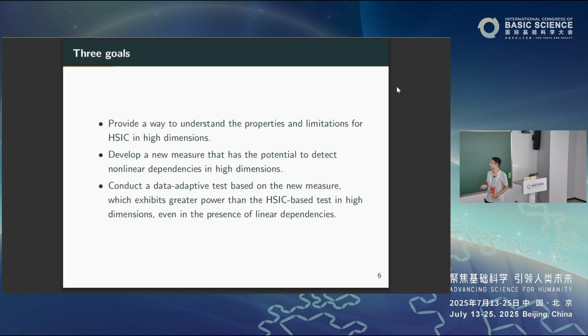The last one is that, given the newly developed measure, we want to conduct a data adaptive test based on this new measure. We expect that the new data adaptive test will exhibit greater power than the traditional HSIC-based test in high dimensions, especially when there is a nonlinear dependence between the random vectors. And even in the presence of linear dependence. So we expect that even if there is only linear dependence, the new test will achieve a greater power than the HSIC.